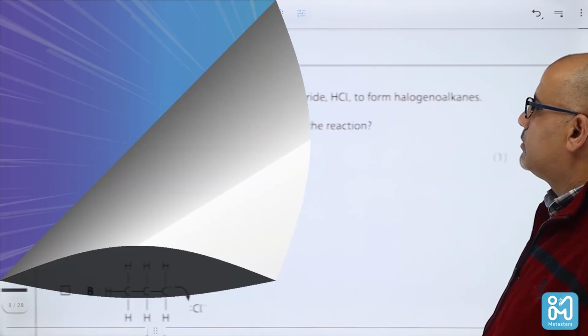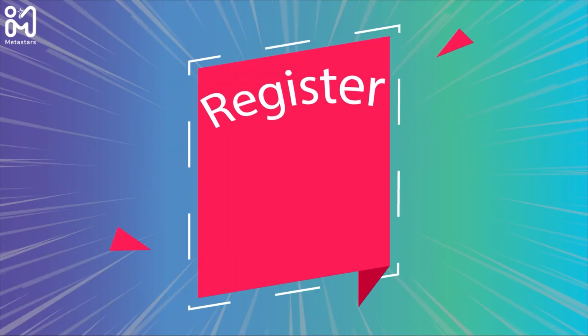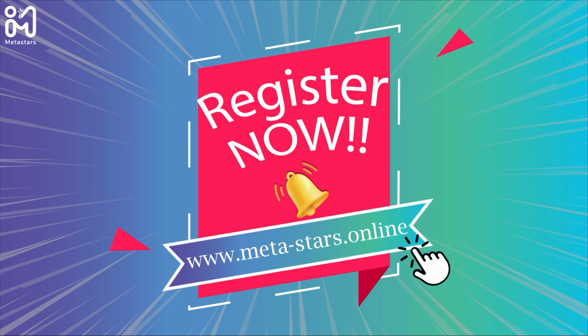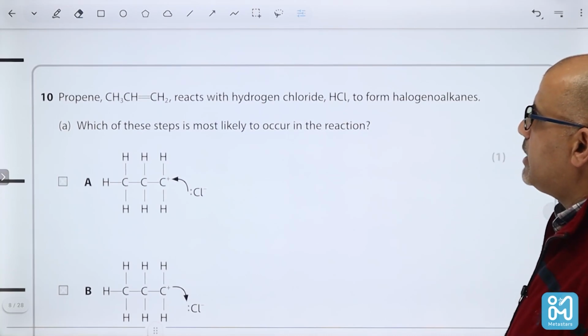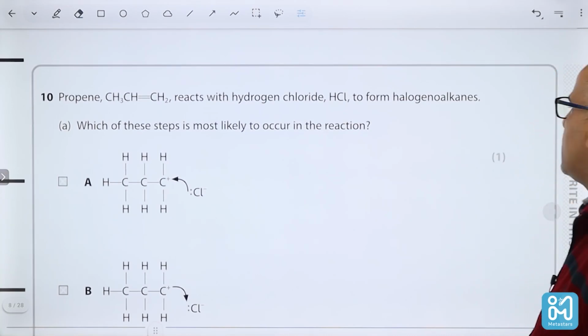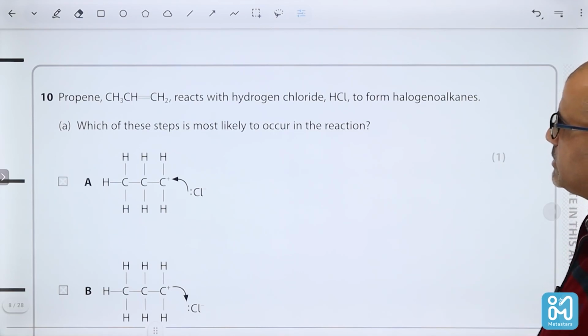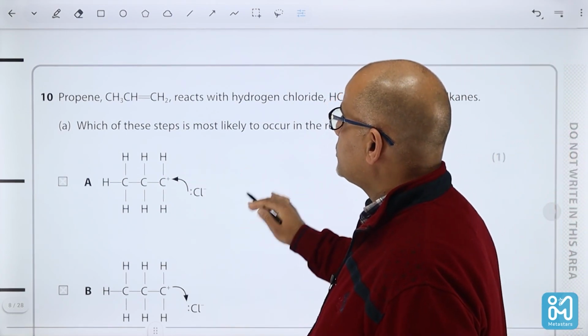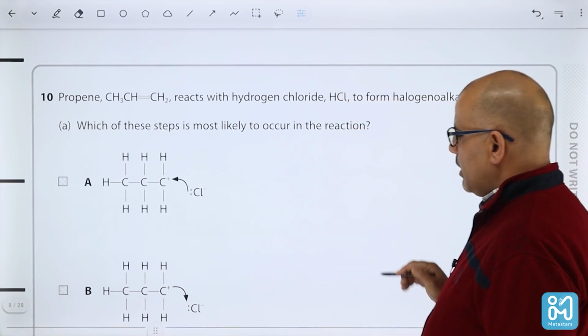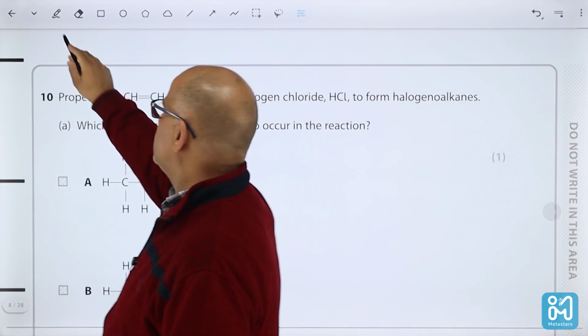Now, propene, CH3CH=CH2, reacts with hydrogen chloride to form halogenoalkanes. Which of these steps is most likely to occur in the reaction? Okay, now, in the mechanism, HCl was added to the double bond. Let us draw the structure.